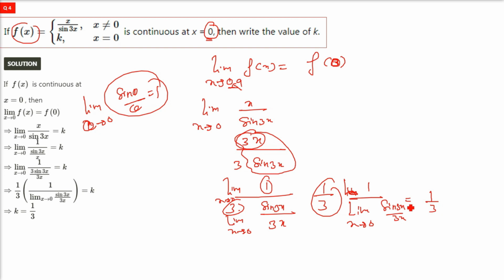But by the definition of continuity, it has to be equal to f(0). What is f(0)? When x is 0, the value is equal to k. So f(0) is k, and the limit we just found to be 1 by 3. So k has to be equal to 1 by 3. K should be equal to 1 by 3.